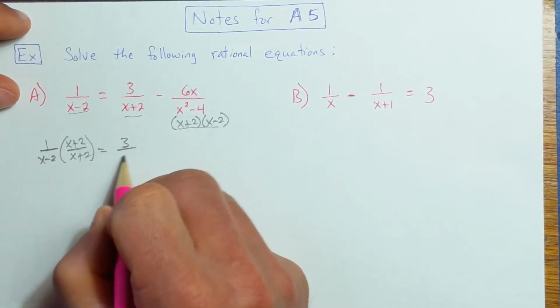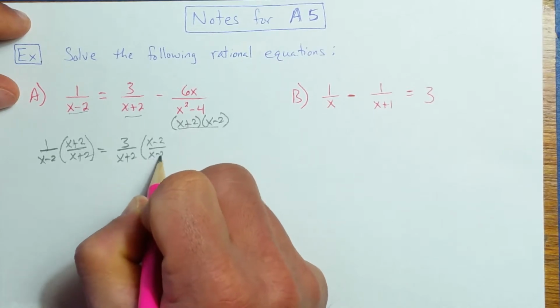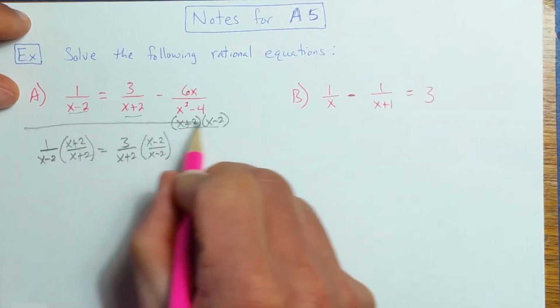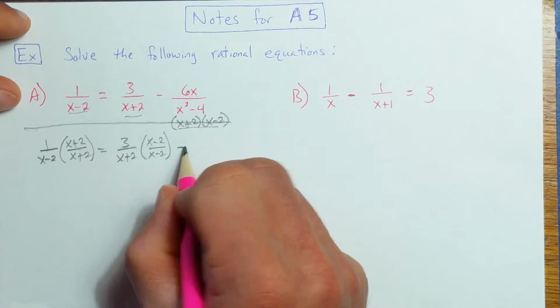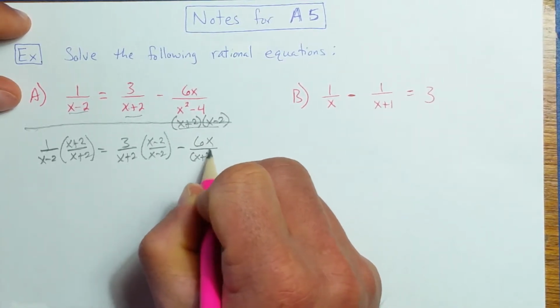The second term, the 3 over x plus 2, is missing the x minus 2, so I'll multiply by x minus 2 over x minus 2. And then the third term is not missing anything, so I don't have to do anything to it. It's already got the least common denominator.